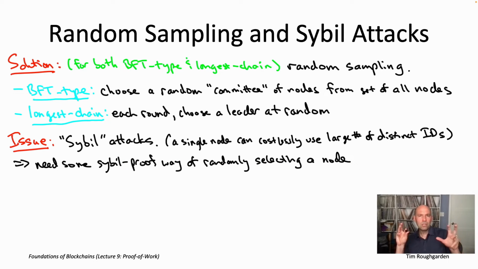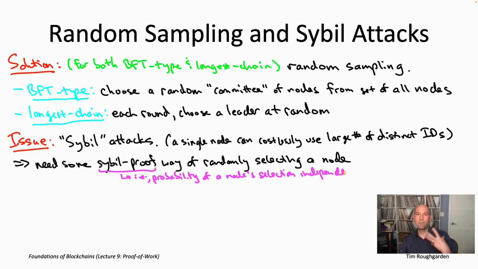And so here when I use the word Sybil-proof, I just mean you cannot manipulate the probability with which you are selected as a leader through the creation of multiple IDs. The probability that you get selected is independent of the number of IDs that you're acting under. It's not at all obvious that such a Sybil-proof way of doing random selection should even exist, but some very clever people have actually come up with Sybil-proof ways of randomly selecting nodes in the permissionless setting. So there are multiple solutions to it.